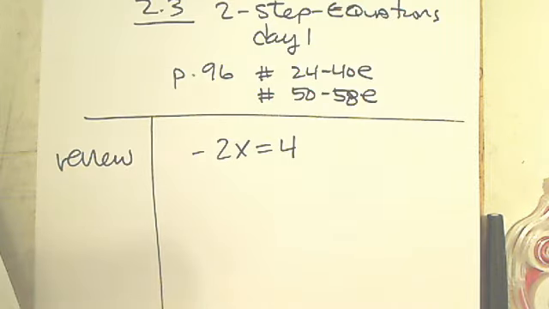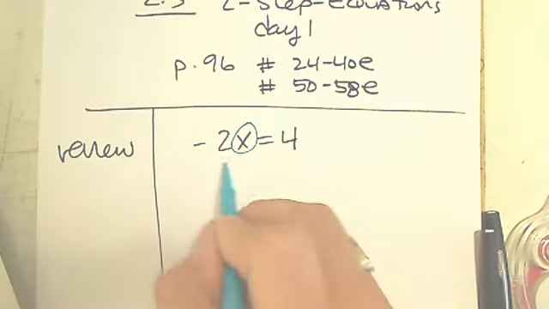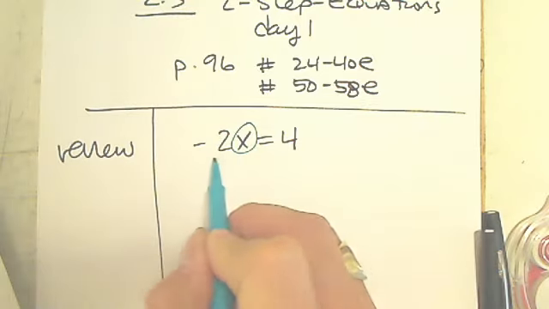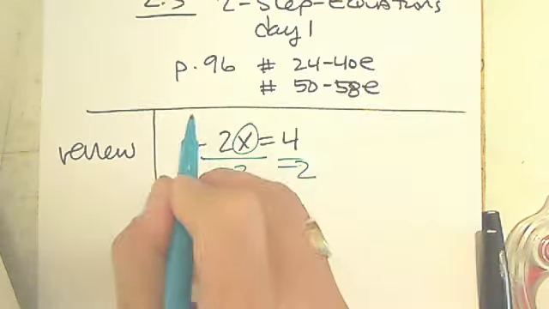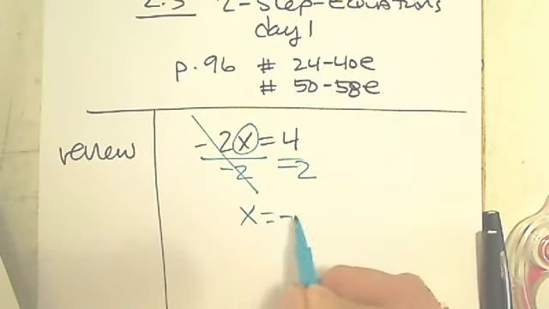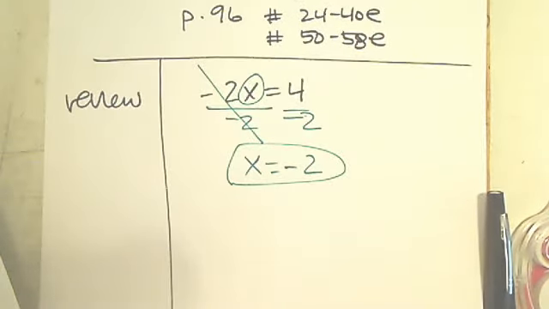Okay, first things first. Steven, what do we solve for? What do we circle first? The variable. Okay. What do we do next? How do we get rid of the negative 2? Divide. Divide both sides by negative 2. X equals negative 2. This is a review. You're dividing because it's negative 2 times x. The opposite of times is to divide.